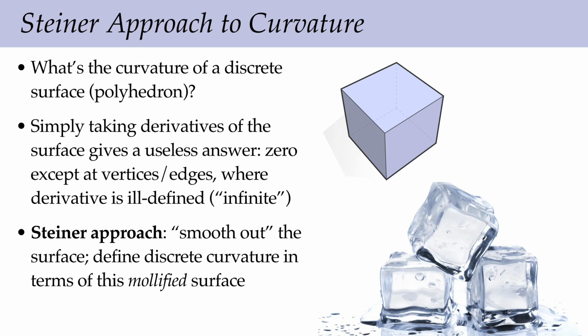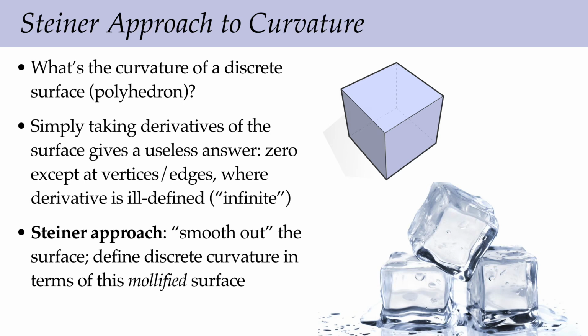Now we're going to take the limit of this smoothing process, going from this smooth version back toward the original sharp polyhedron, and the limit of our curvature expressions as the smoothing goes to zero will be how we define the discrete curvature. Really nice point of view.